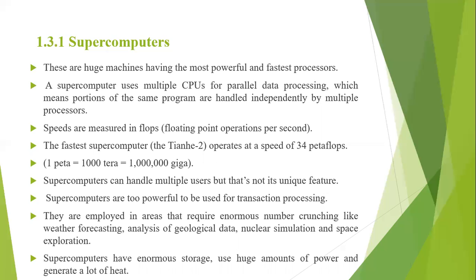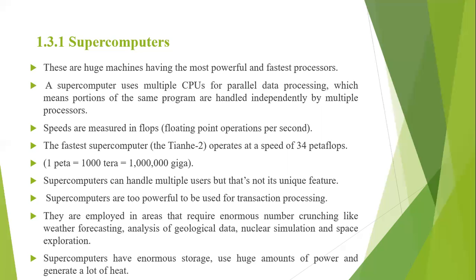Speeds of supercomputers are measured in flops, floating point operations per second. The speeds of different computers are measured differently. As far as supercomputers are concerned, speeds are measured in floating point operations per second. The fastest supercomputer, the Tianhe-2, operates at a speed of 34 petaflops. 1 peta is equal to 1000 tera. Look at the number, 10 lakh giga.